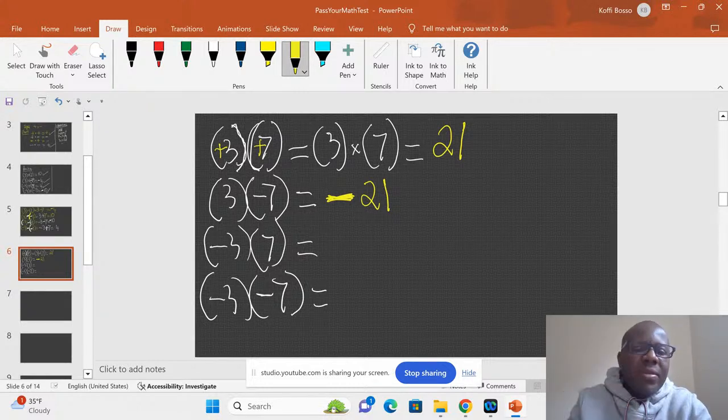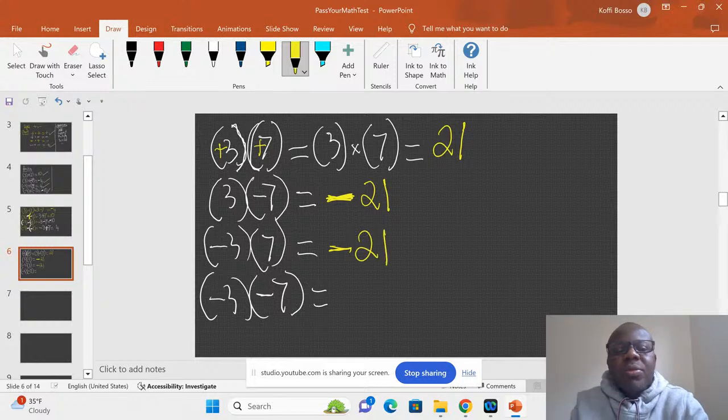Okay, the next one, same thing. Even if they switch the sign, they put the negative sign for 3 and the positive sign for 7, you are going to get the same result, negative 21, because it's positive multiplied by negative, or negative multiplied by positive, it's negative. And 3 multiplied by 7 is 21. Now, the last one, negative 3 multiplied by negative 7. So here, the result will be positive 21, because negative multiplied by negative is positive, and 3 multiplied by 7 is 21. So that's the way, you understand this.